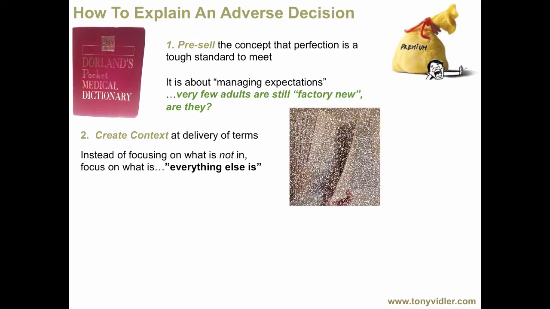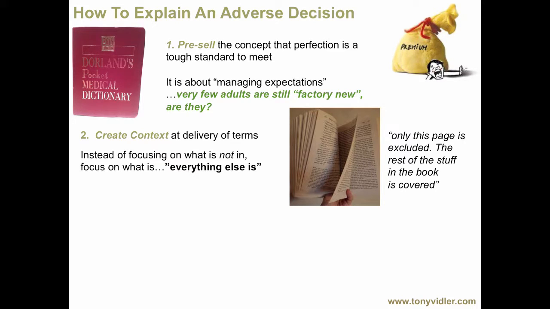The next thing we've got to do is create context when we come back to talk to them about the delivery of the terms. And instead of focusing on what is not covered, what we need to draw their attention to is everything that is. So going back to my little pocket medical dictionary, I would typically say, only the stuff on this page is excluded. Everything else in the book is covered. And it brings things into context for a client because they can see that suddenly there are hundreds, if not thousands, of things that are being covered in their policy, but there are a couple of things that aren't, and it seems quite reasonable.